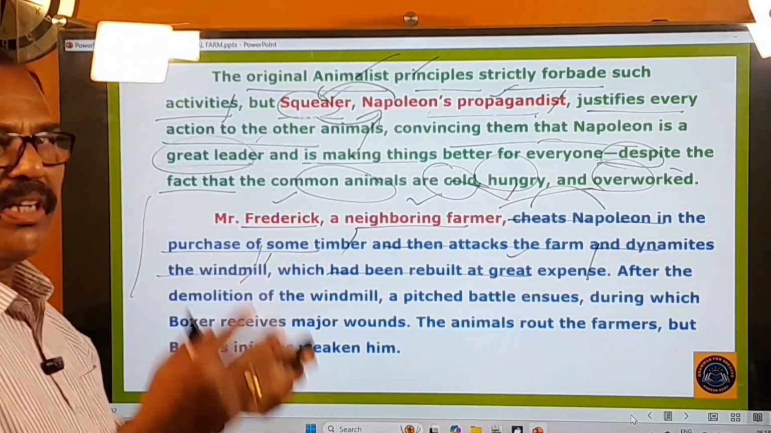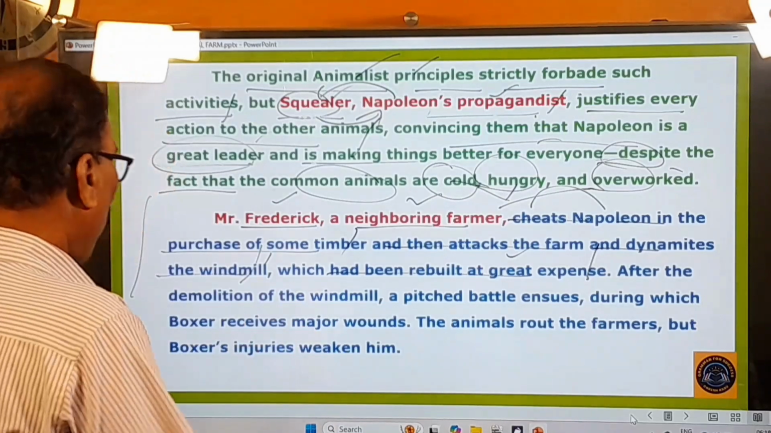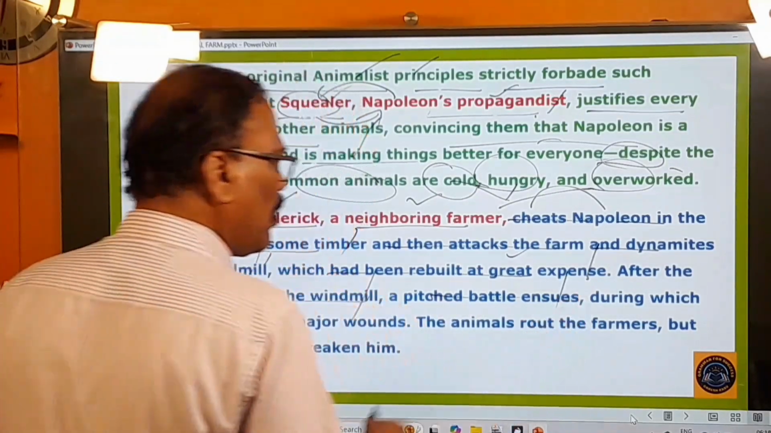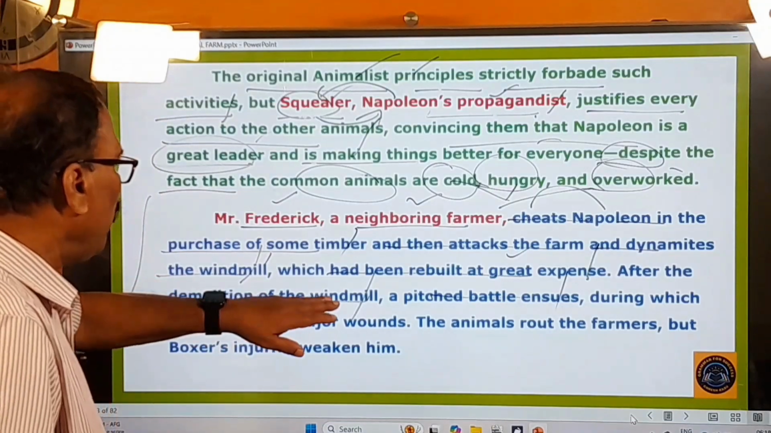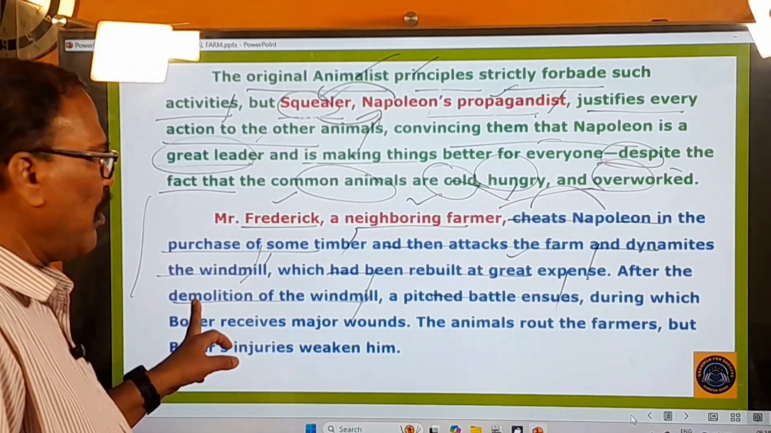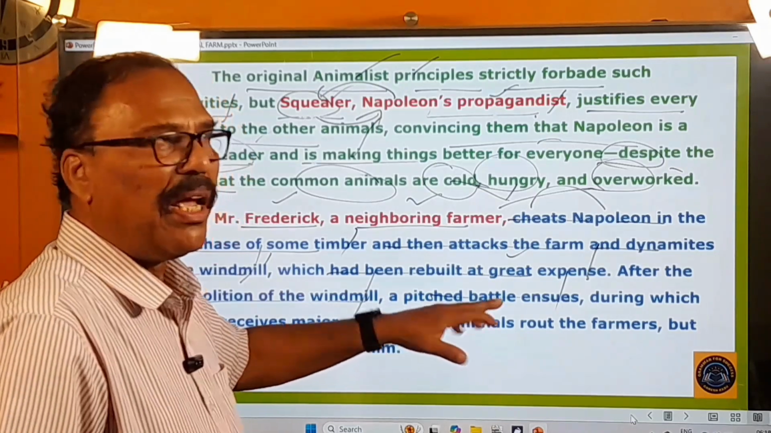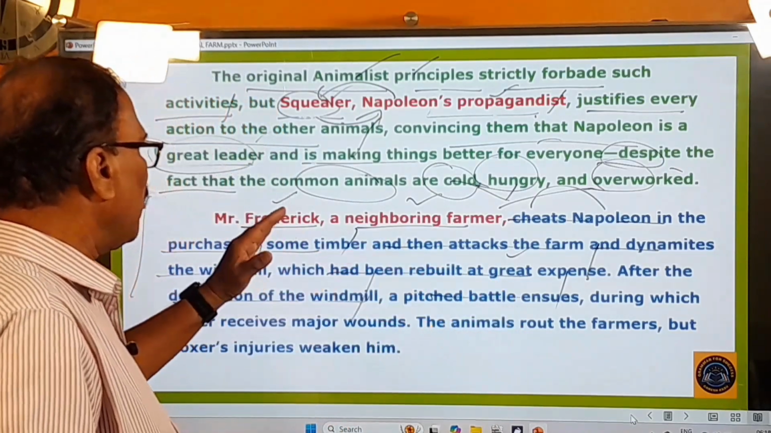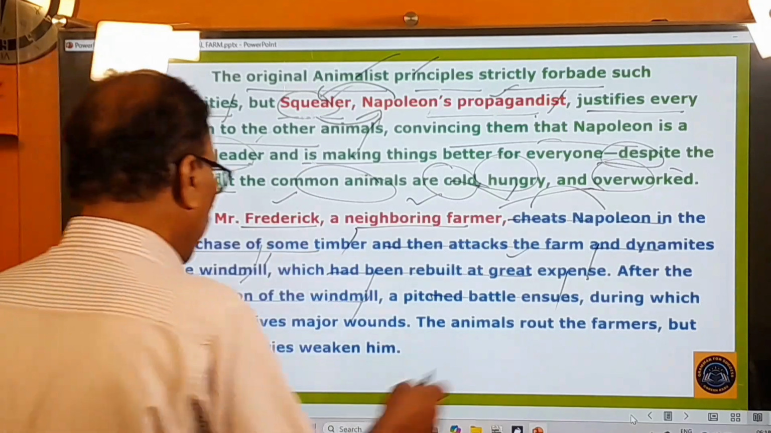Again, that windmill was rebuilt. Okay. After the demolition of the windmill, a pitched battle ensues. So when the windmill was demolished, or dismantled, what happened? A pitched battle. That means intensive fighting ensues between the animals and this neighboring farmer, during which, what is that?